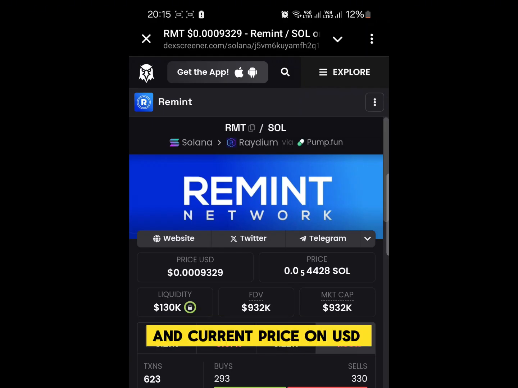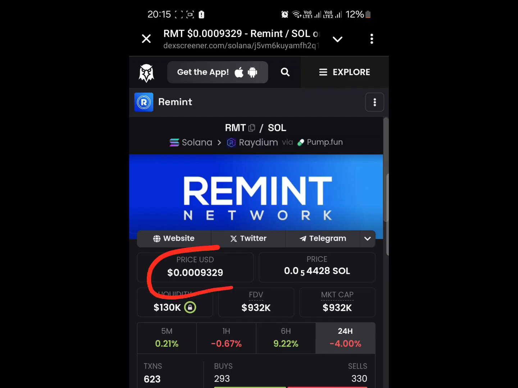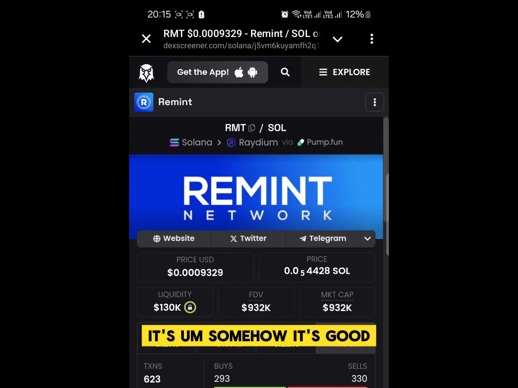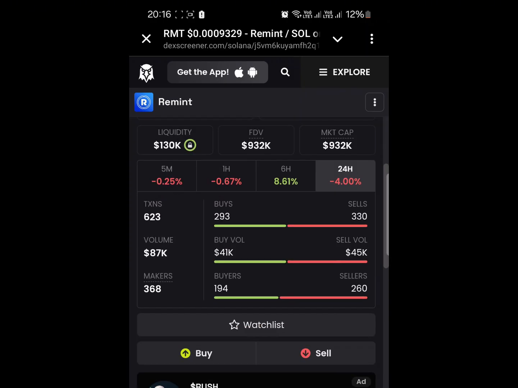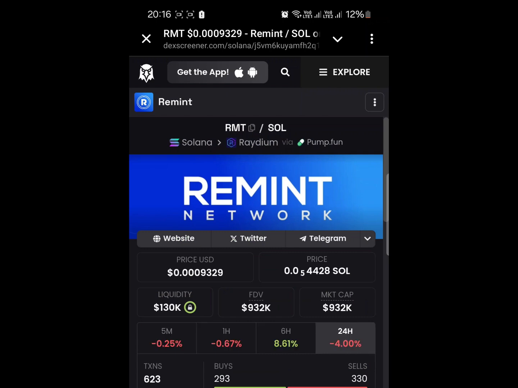And the current price in USD is 0.0009 and market cap is around 1 million. Somehow it's good also. It was launched on Solana chain, as you know very well, and Remint network is for the real estate business. Let's see, in the upcoming time we might see the price going up.